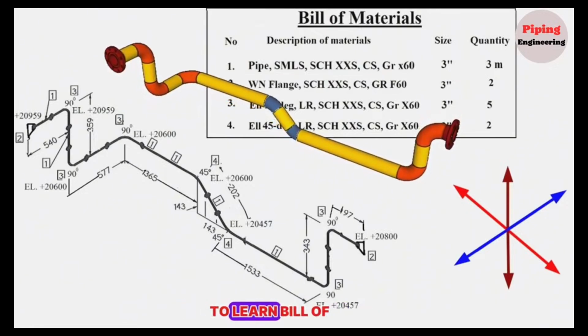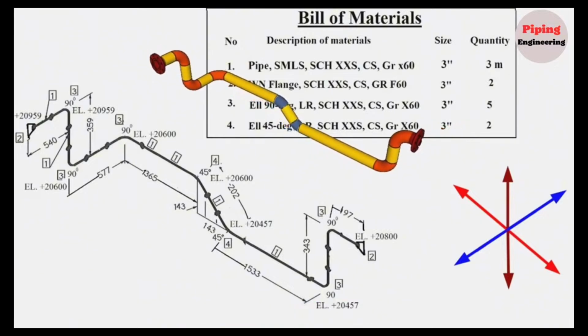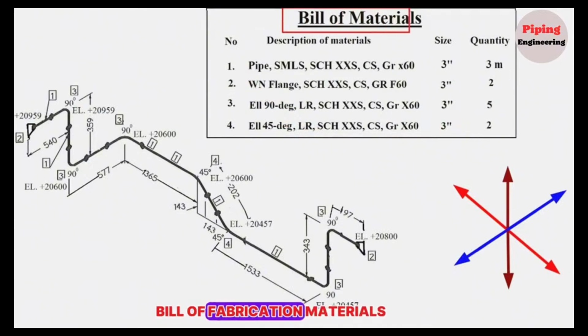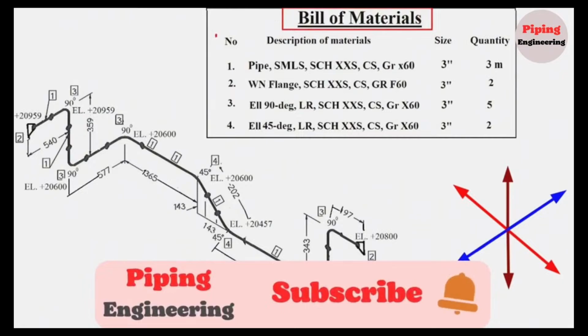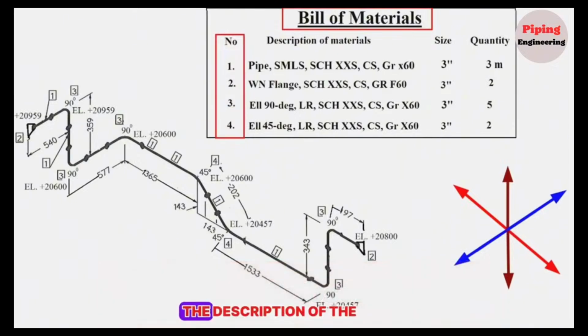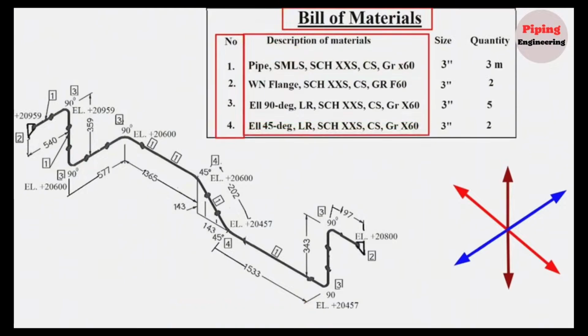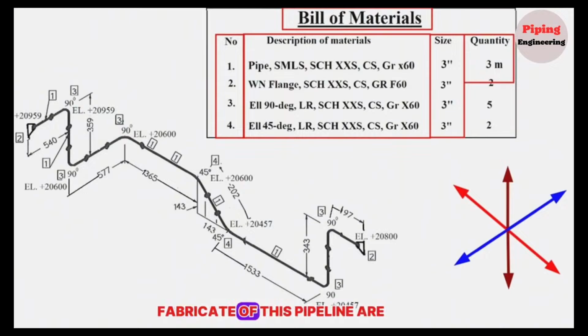Let's start by first learning the bill of materials used for fabrication of this pipeline. This table is for the bill of fabrication materials. The numbers of the materials used in the fabrication of this pipeline are shown in this column. The description of the materials used in the fabrication of this pipeline are shown in this column. The sizes of the materials used in the fabrication of this pipeline are shown in this column. And the quantities of the materials used in the fabrication of this pipeline are shown in this column.